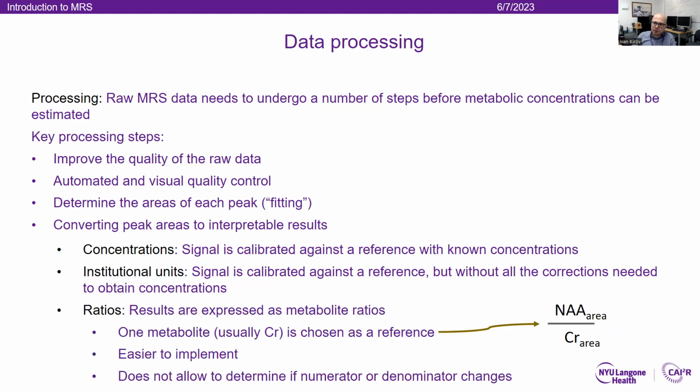The third way of getting interpretable results is ratios. Results are expressed as metabolite ratios. Most commonly, creatine is chosen as a reference. It goes in the denominator. This method takes care of a lot of experimental parameters that you need to account for when you're doing concentrations and even institutional units. These parameters cancel out in the ratio, so the ratio is very convenient. It's widely used because of that. But sometimes it does not allow us to determine if the numerator or the denominator changes, or it gives us somewhat less specificity.